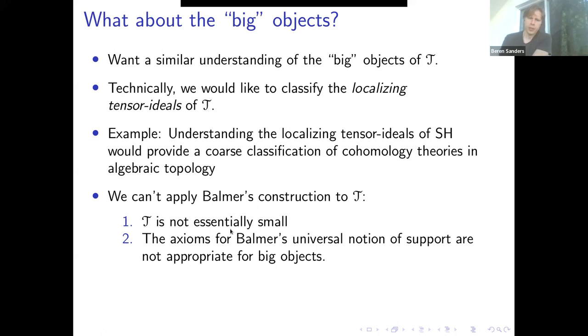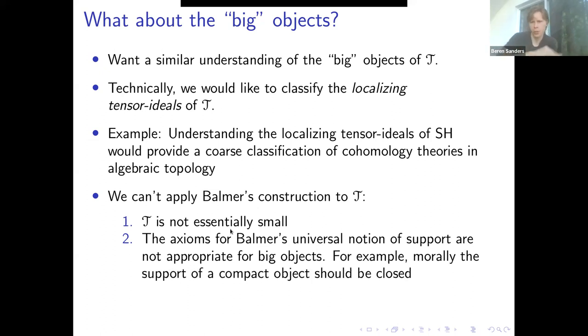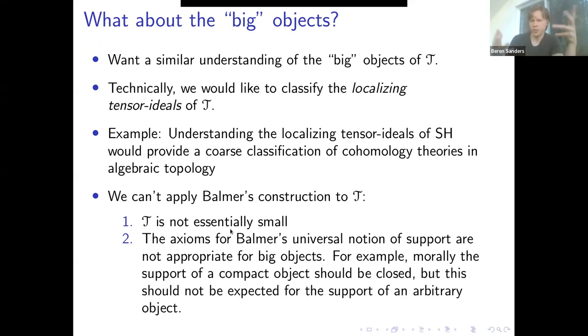So for example, intuitively, we think that the support of a compact object should be a closed subset. It should be closed. And this is one of the axioms of Balmer's notion of support: it's assigning a closed subset to each object. But we don't really expect that the support of an arbitrary infinite dimensional thing would be closed. Without any kind of finiteness conditions on your objects, you wouldn't expect the support of such things to be closed. The Balmer spectrum is the universal space with a notion of support satisfying some axioms, but those axioms are not necessarily going to be expected for big objects.